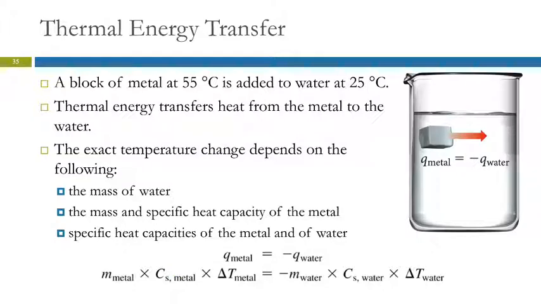So Q for the metal is mc delta T, so that we've got the mass of the metal and the specific heat capacity of the metal and the change in temperature. And that's going to equal negative times mc delta T for the water. Now, you can't have a negative mass, and you can't have a negative specific heat capacity, but you can have a negative temperature change.